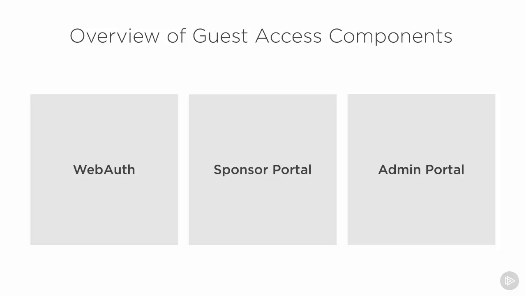We have to have an admin portal so that we can log in and set up our WebAuth and then set up our sponsor configuration. So the admin portal is what you've already been using in the other courses in this series to configure ISE. It's also the interface that we configured WebAuth in our previous module. Okay, so that's the three components of guest access. Now let's take a look at how guest access and WebAuth interact with each other.